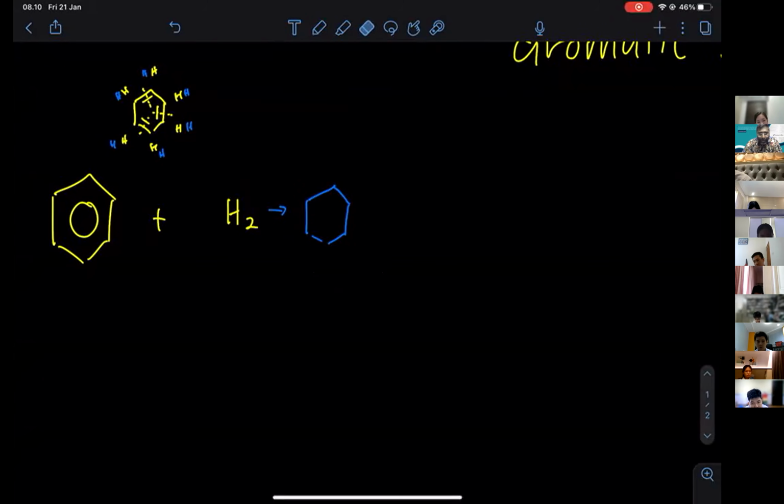How much hydrogen gas is going to be used? 3 molecules, 6 atoms, will be used. So benzene is going to be hydrogenated to become cyclohexane. Cyclohexane is C6H12. This is done with the presence of nickel and platinum.